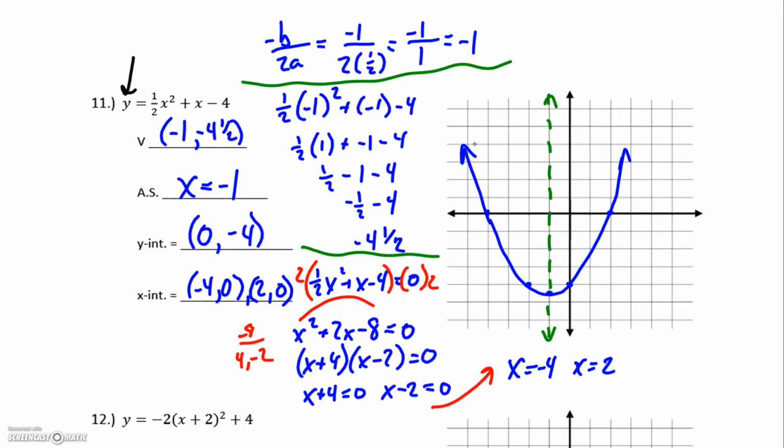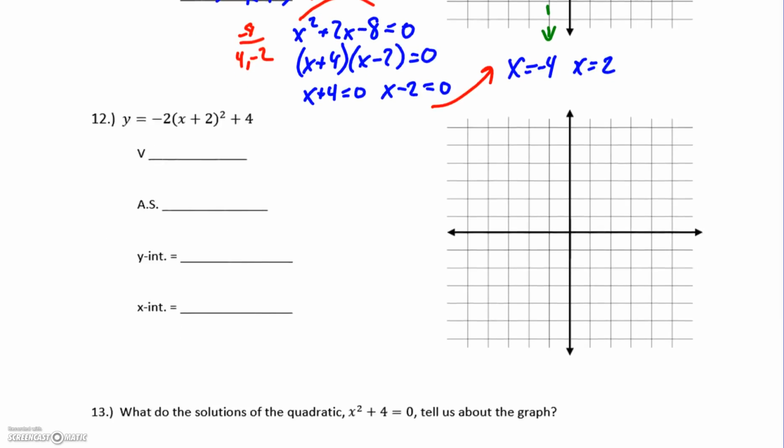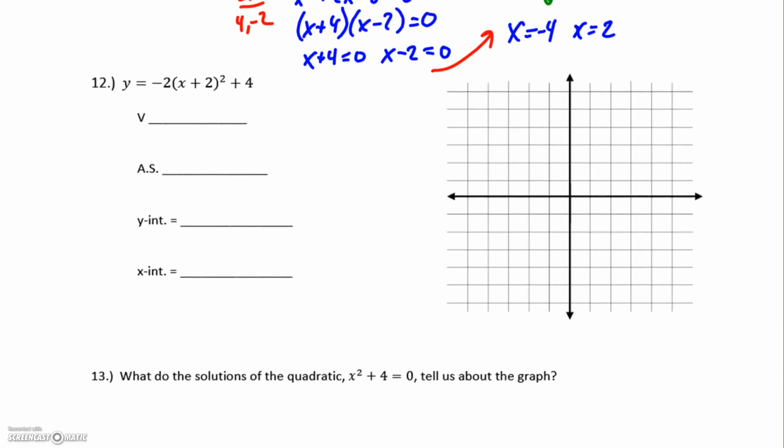So again, the reason we're getting all this information is just because it makes our graph a little bit nicer and a little bit more accurate as we go to graph this thing, okay? If we look at the next one, instead of being in standard form, it's in vertex form. So remember, when things are in vertex form, it's this form, y equals a times (x minus h) squared plus k. So essentially, the vertex here is given to us.